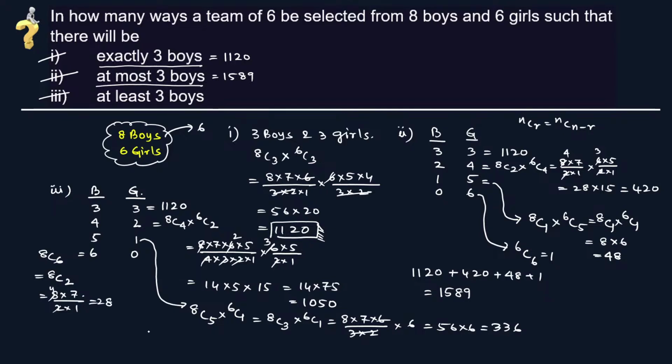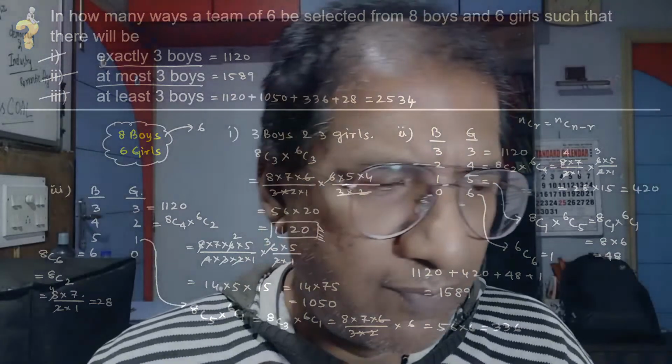So the total number of ways where at least 3 boys will be there will be, let me write it here. It's 1120 plus 1050 plus 336 plus 28. And that gives us 2534. Is it clear? So through this question, we have understood one very important thing.